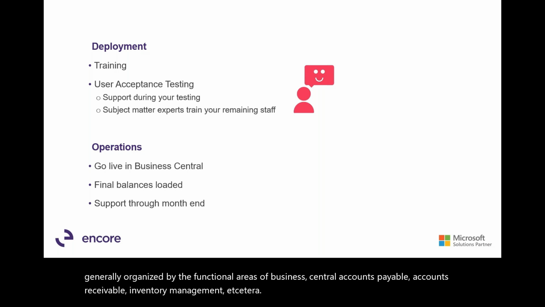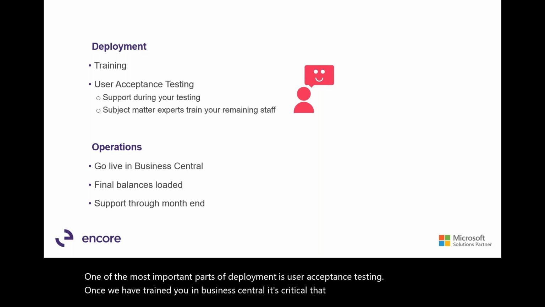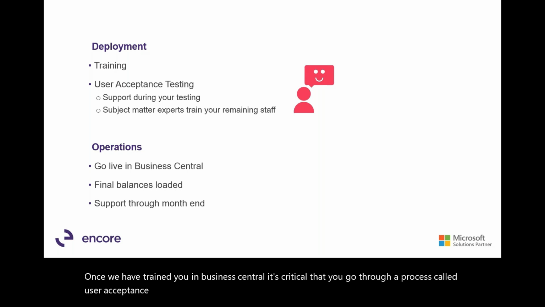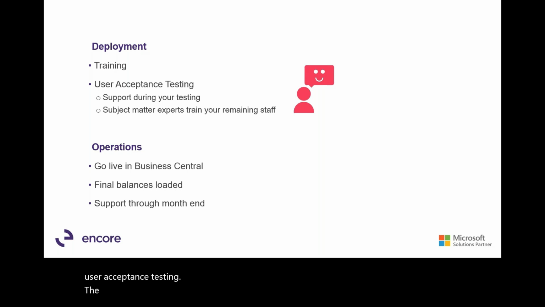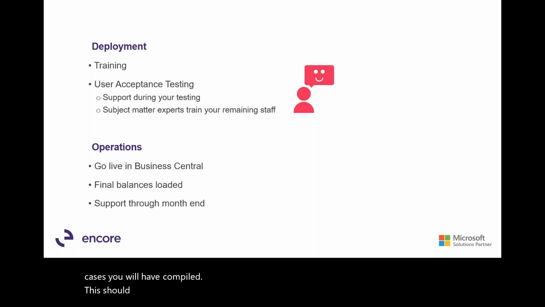One of the most important parts of deployment is user acceptance testing. Once we have trained you in Business Central, it's critical that you go through a process called user acceptance testing. The purpose of this task is to allow your subject matter experts to test through all of the use cases you will have compiled. This should be as comprehensive as possible and include everything from creating new customers to posting and paying vendors.